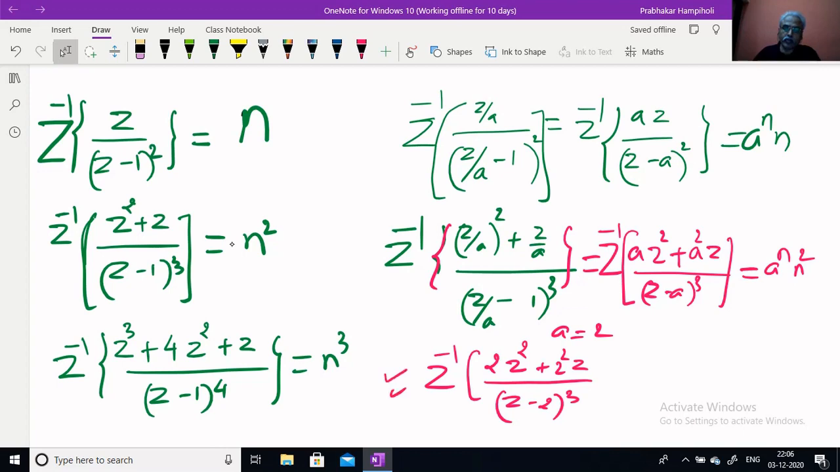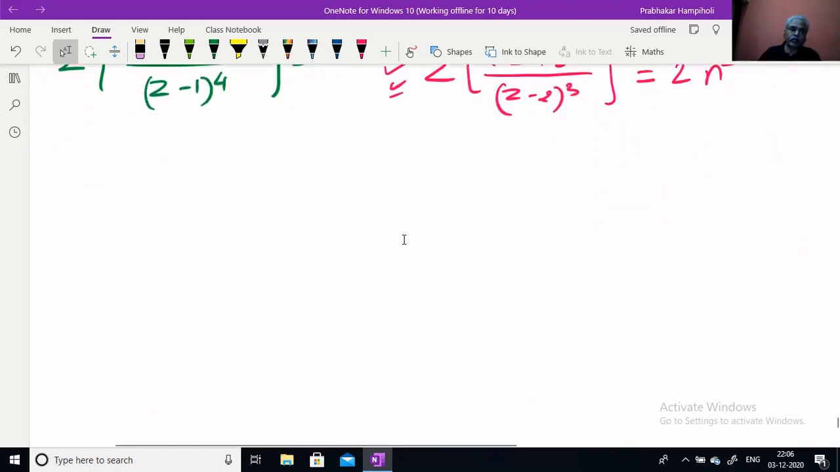Today I am going to use this in one of the examples. So instead of a, there is 2 here, which is 2 raised to n square. So here we are almost ready for the first example.